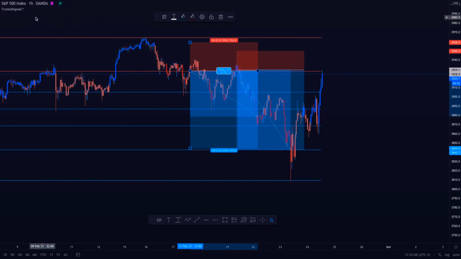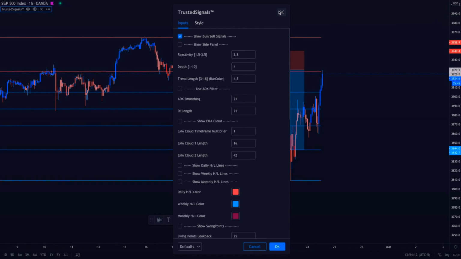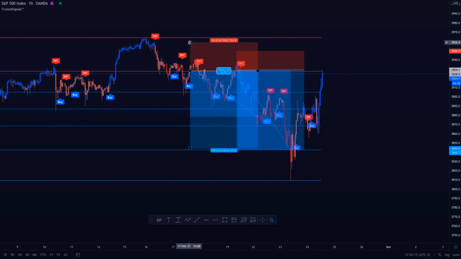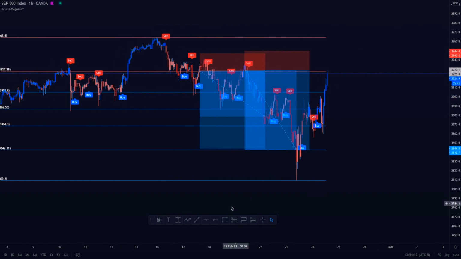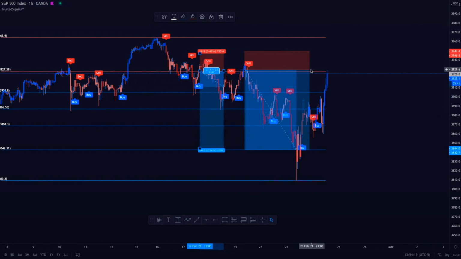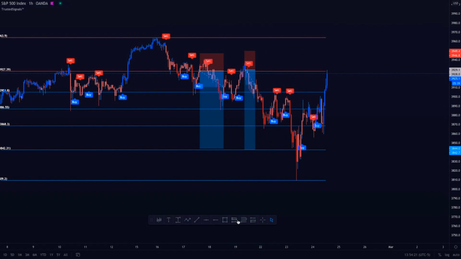We can turn Trusted Signals on and see that we also have a sell signal. We enter with our stops at the 0 Fib and our take profit at the 0.786 Fib level. As you can see, we have a winning trade.